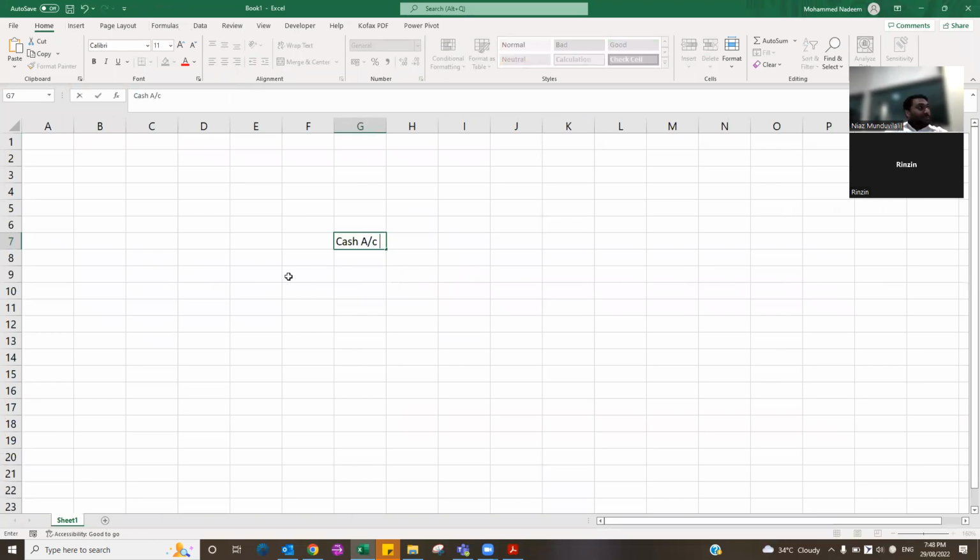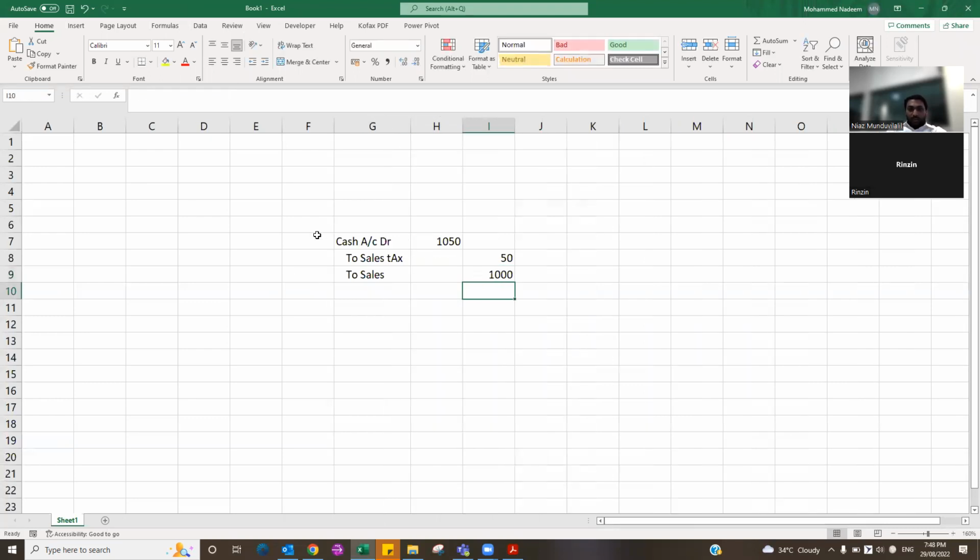Cash account debit 1,050 to sales tax, right? It's 50, and to sales 1,000. So now let me know, where does this go?